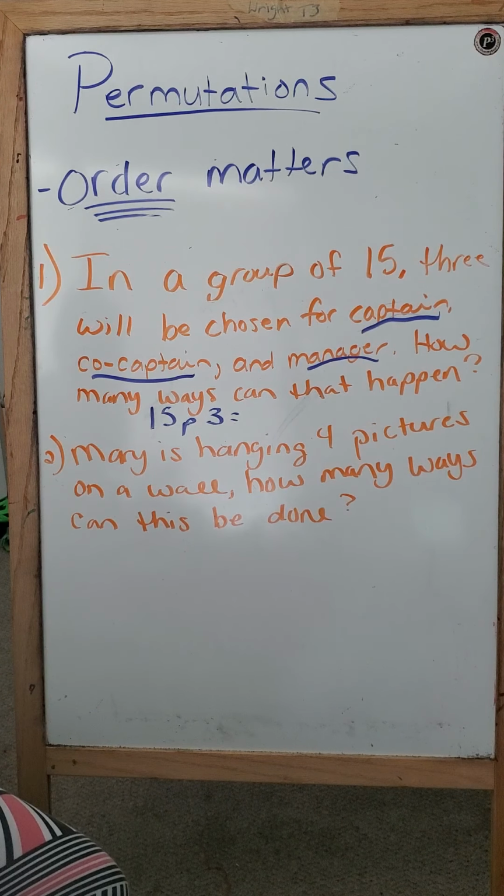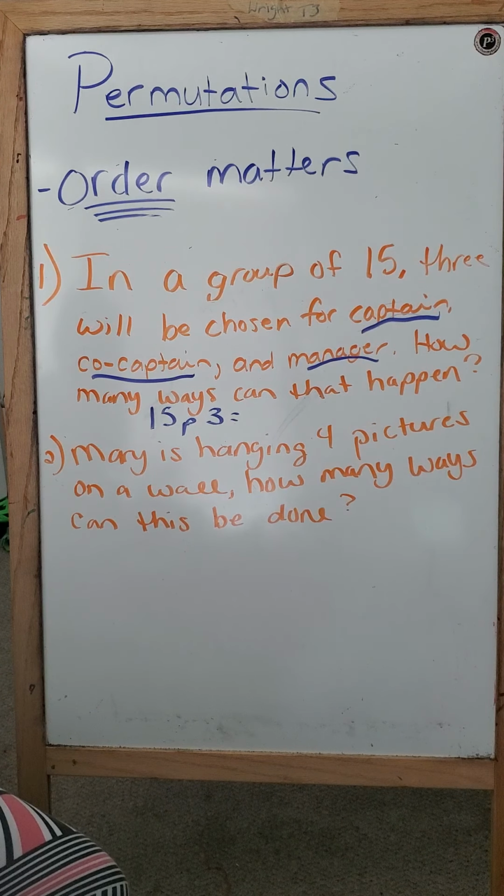Number 2, Mary is hanging 4 pictures on a wall. How many ways can this be done? Well, Mary is hanging 4 pictures on the wall. In other words, they're going to be in a straight line. She can alternate how she hangs them. She can put number 4 as second, number 1 as third, and so on, so on, so on.